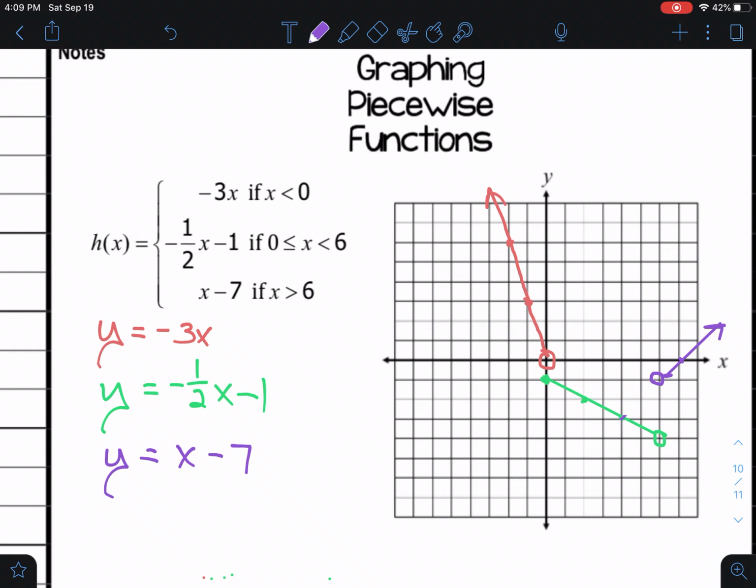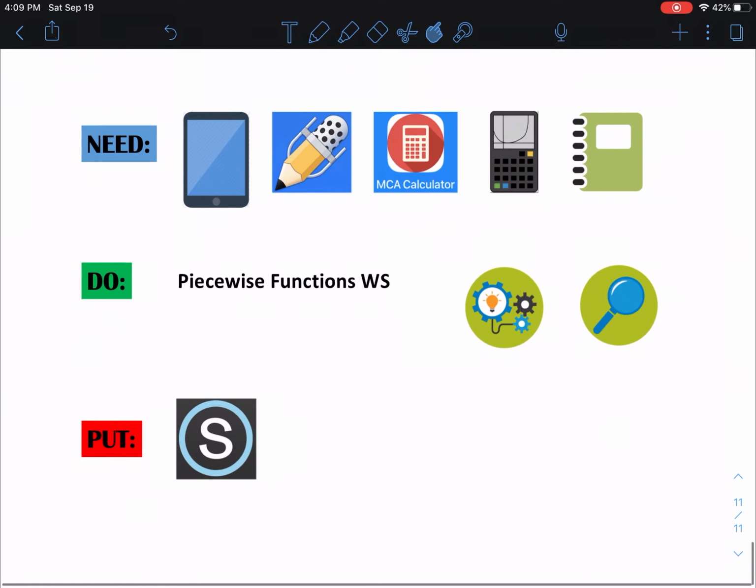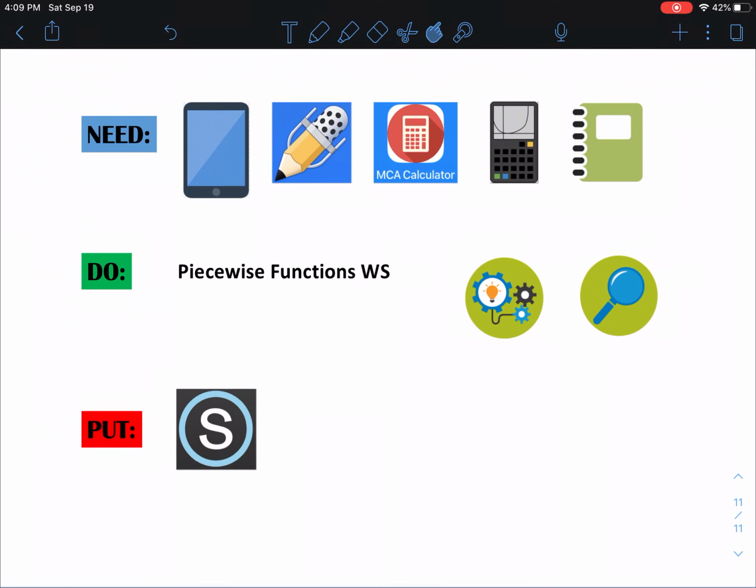Hopefully that's starting to make some sense to you now. This is a little bit tricky. But now I'd like you to go ahead and work on your piecewise functions assignment and let me know if you have any questions.